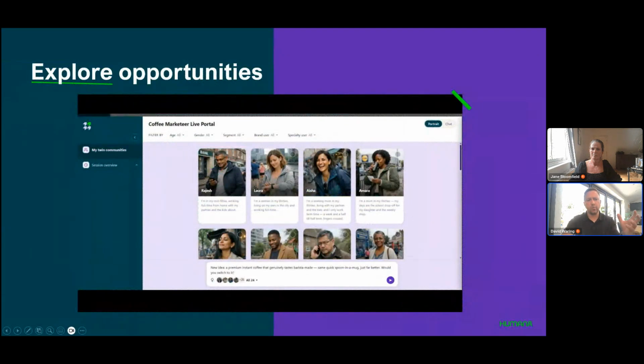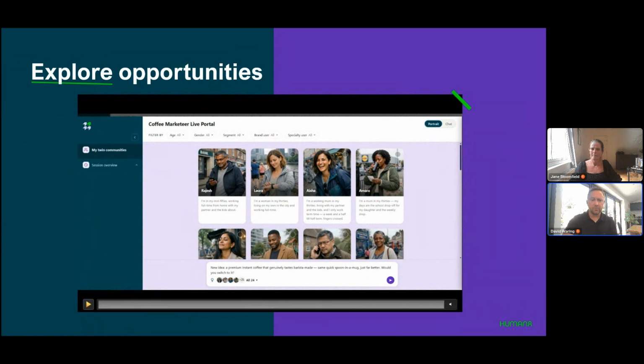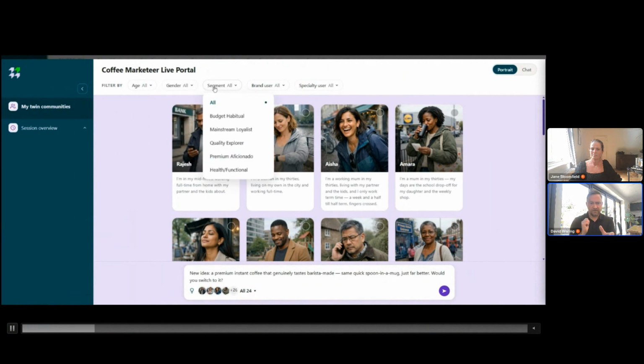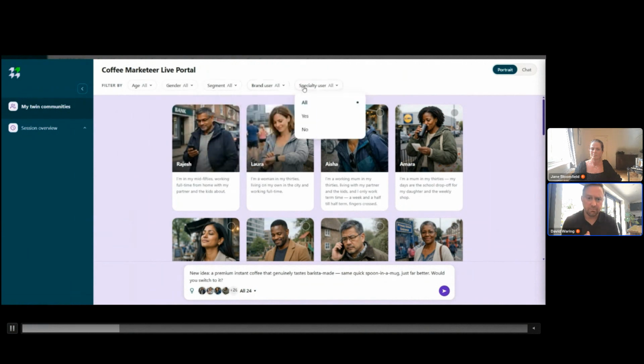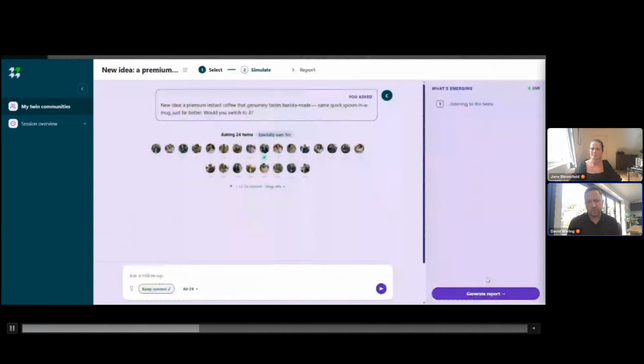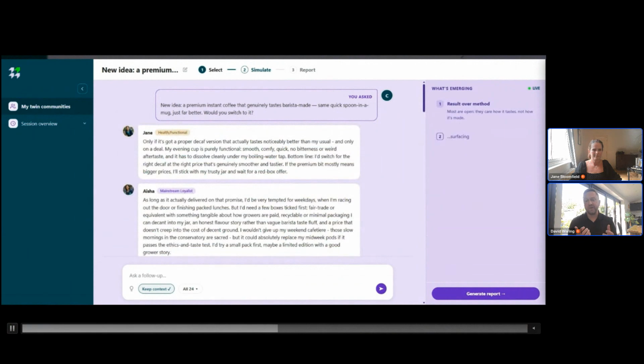Okay, so presume now we are all aligned and we want to explore opportunities and are looking at whether we've got a good response to a new idea that we're about to launch. So what we can do here is think about who our target is, target them specifically, look at which segment in particular, and then give them a real range of questions to understand their response to the new concept that we're giving.